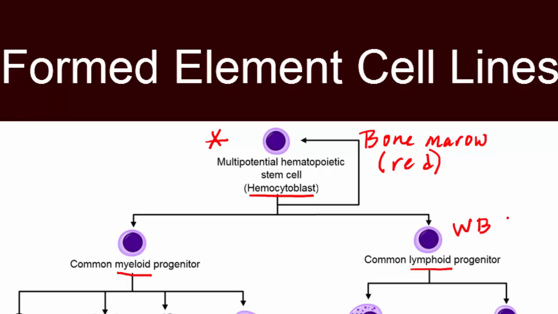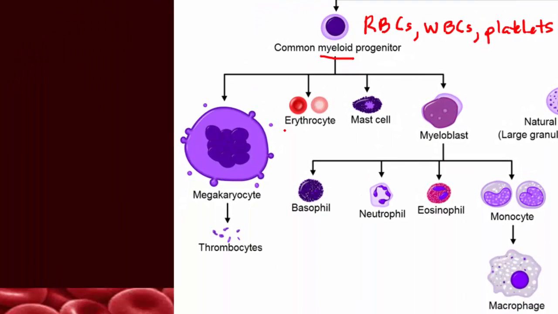So this is our white blood cell line. The myeloid cell line is going to give rise to red blood cells, some white blood cells, and platelets. If we look at this myeloid cell line, we can see erythrocytes. Here are red cells. And then we see lots of additional cells as well. For example, we see a mast cell, or we see a basophil, neutrophil, eosinophil, and monocytes. These are all white blood cells.